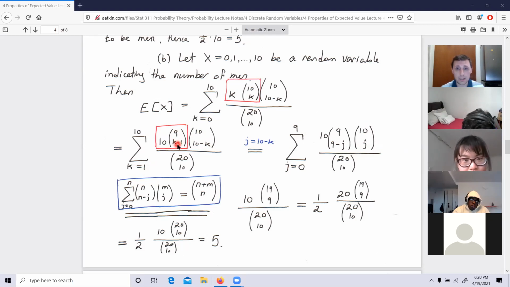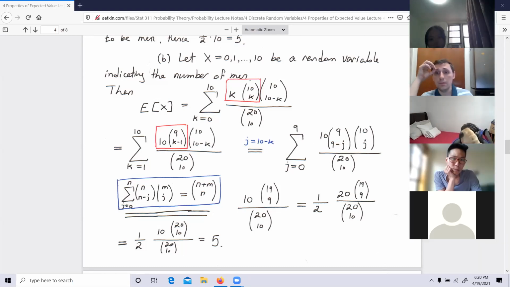K minus 1 is simply, look at it, it's very easy from here, right? Just solve for k. K is equal to 10 minus j. So this is 10 minus j instead of k, and then what you have is 9 minus j. Agreed? You understand what I do, guys? I'm just relabeling.